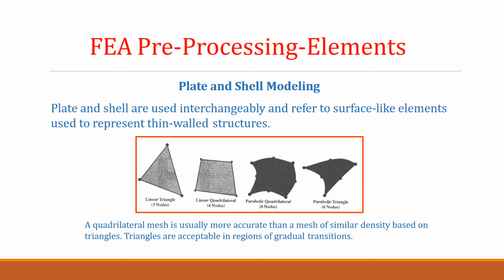Then we'll move into plate and shell modeling. Plate and shell are used interchangeably and refer to surface-like elements. These are not exact elements, they are surface-like elements used to represent thin-walled structures. We represent these thin-walled structures by means of linear triangles, linear quadrilaterals, or parabolic quadrilaterals or parabolic triangles.